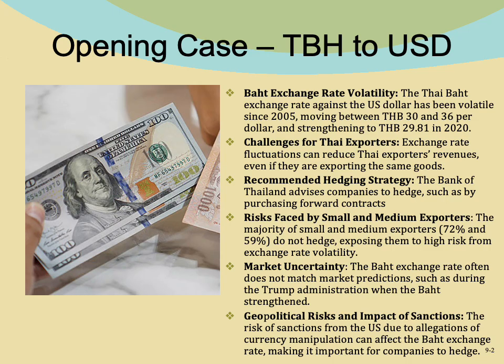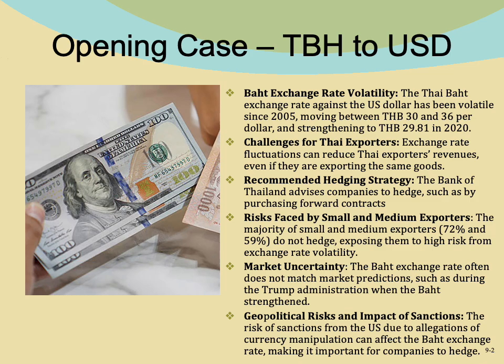I will start to explain with the opening case. The opening case is about the Thai baht compared to the US dollar. Baht exchange rate volatility: since 2005, the Thai baht has fluctuated between 30 and 36 baht per US dollar, with a strengthening to 29.81 baht in 2020. A challenge faced by a lot of Thai exporters is that exchange rate fluctuation can reduce revenue, even if the quantity and the type of goods remain the same.